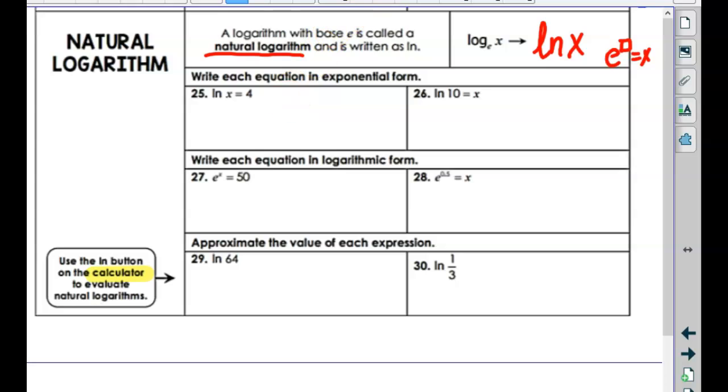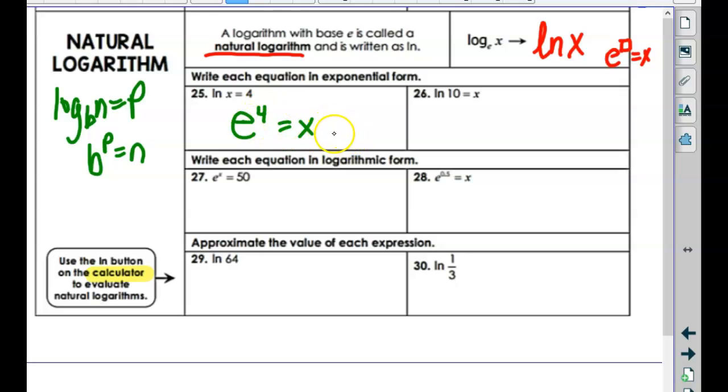All right, so let's practice a little more. Again, log base b of n equals p means base to the power equals n. So how do we write this? What is the base, number 25? ln means the base is e. The answer is the power, so 4 equals x. And we don't need to go any further. They just want us to rewrite it. So somebody tell me what this one would look like.